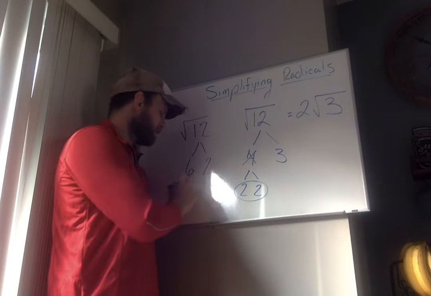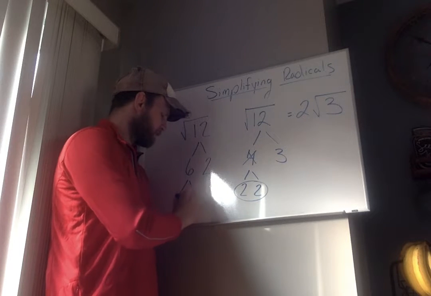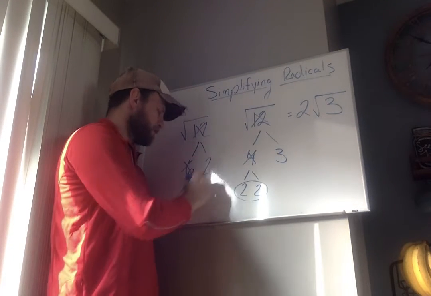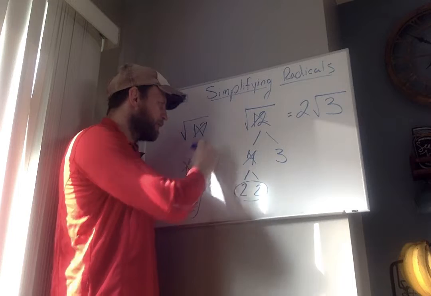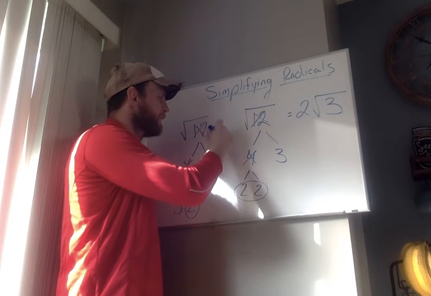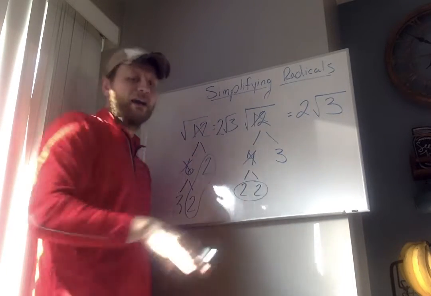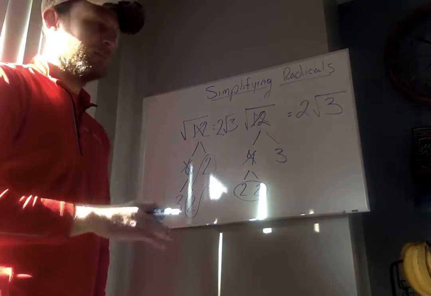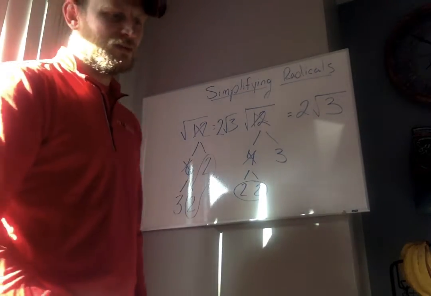Well, 6 is 3 times 2. Okay, oops, sorry. So, there's your pair of 2's. Notice again, it's 2 root 3. So it doesn't matter what numbers you pick to go into it. You get the same end result.